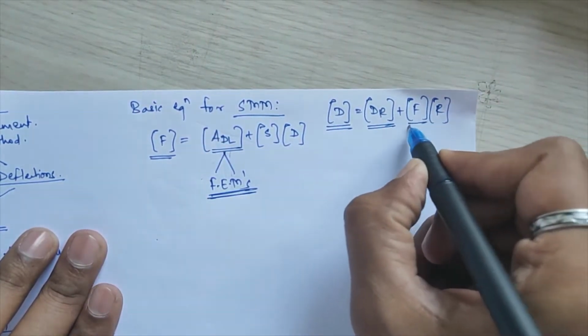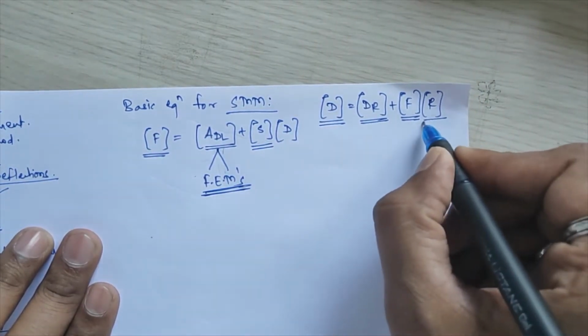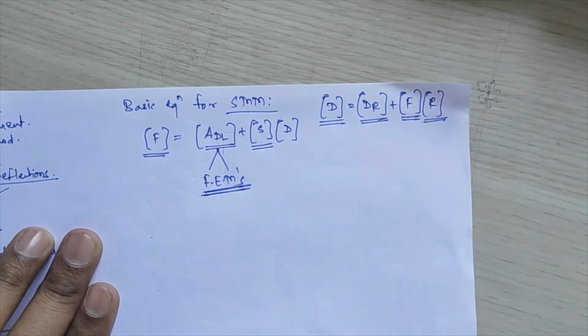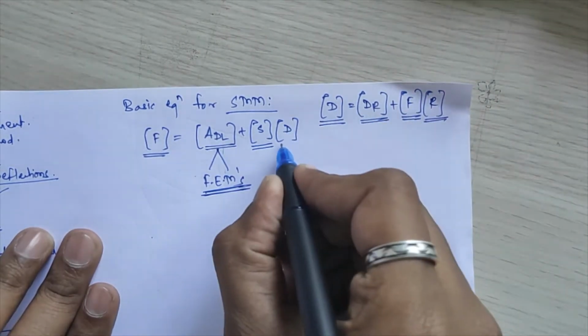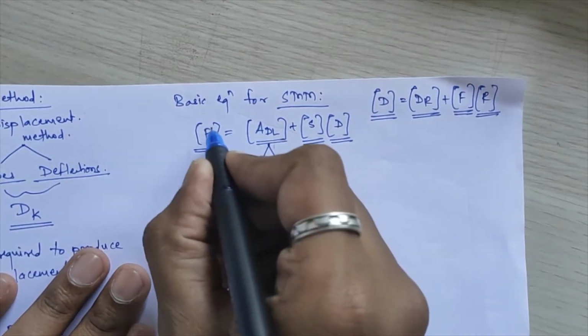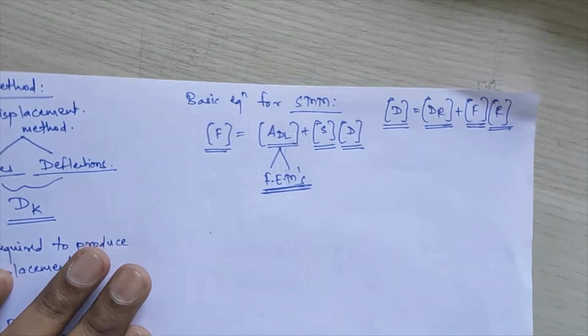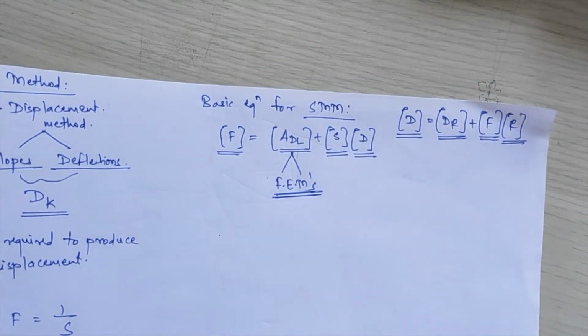Next, here F was your flexibility matrix, here S will be your stiffness matrix, and here R was your unknown redundant forces or moments. Here D will be what? That will be your unknown redundant slopes or deflection values, right? So that will be your basic change in this. Your basic equation is what? That is F is equal to ADL plus S into D. So you have to use this equation for solving the numericals. Okay, F is equal to ADL plus S into D.